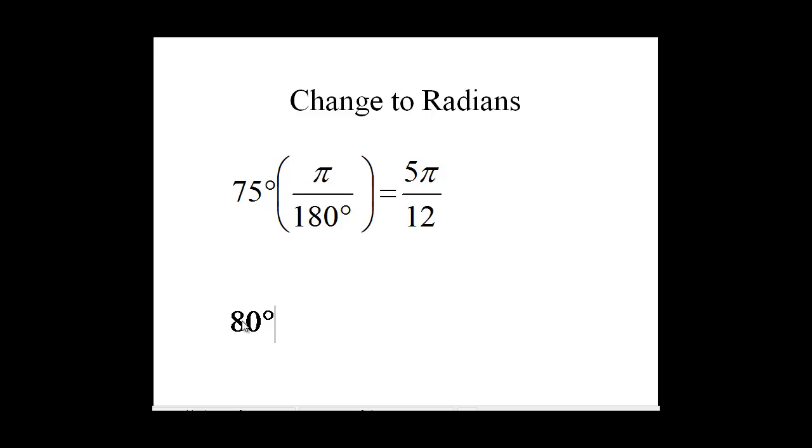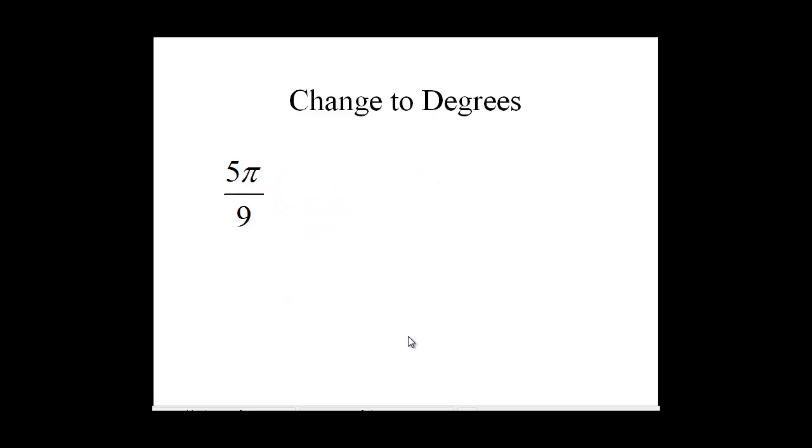If you have 80 degrees, we're going to multiply by same thing, pi divided by 180. Degree symbols will cancel. You get 8 over 18, which reduces to 4 over 9. And then if you have a pi or no degree symbol and you want to get it in there, you multiply by 180 divided by pi. That cancels, and you get 100.